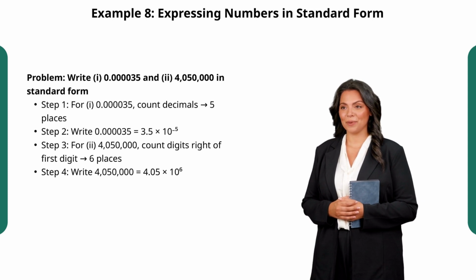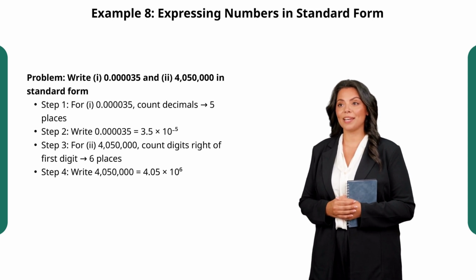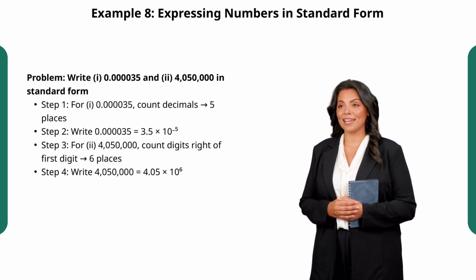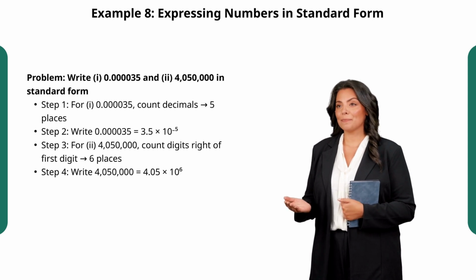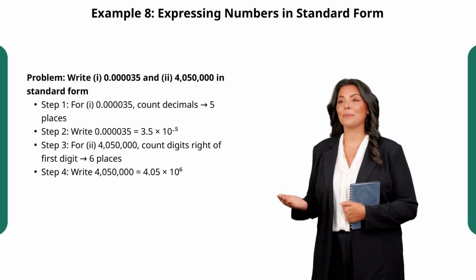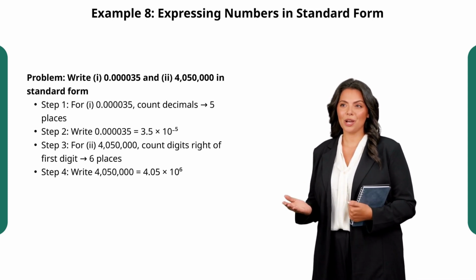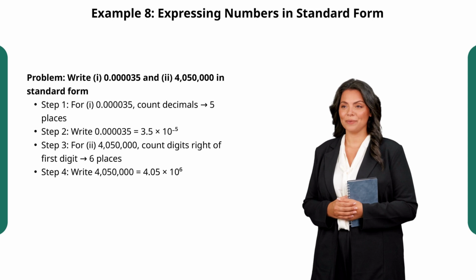For the second number, 4,050,000, identify how many digits are to the right of the first non-zero digit. Counting 6 digits, we express the number as 4.05 times 10 to the power 6. This process sharpens your skill in standard form and helps you handle large or tiny numbers easily. Why not try writing other numbers in standard form to reinforce your understanding?